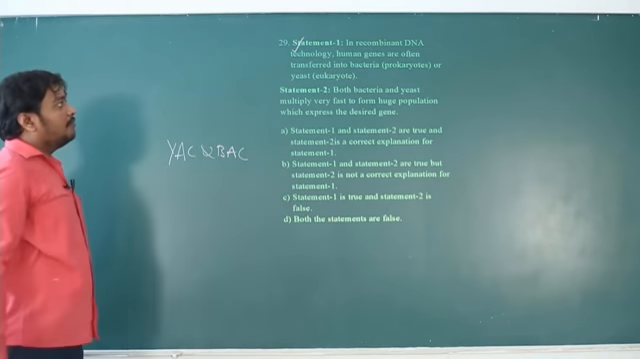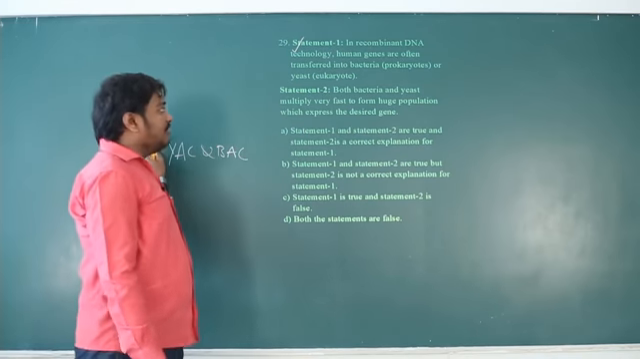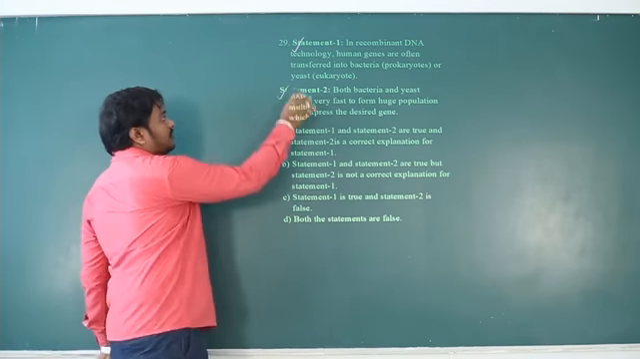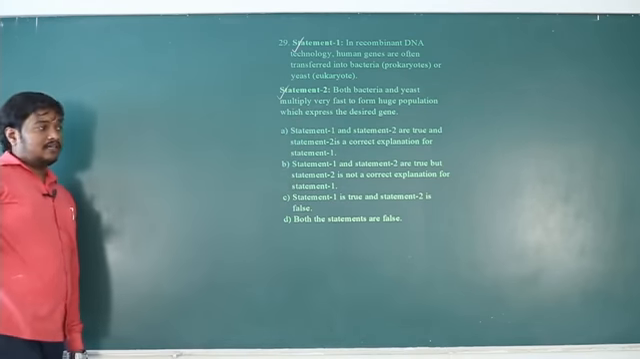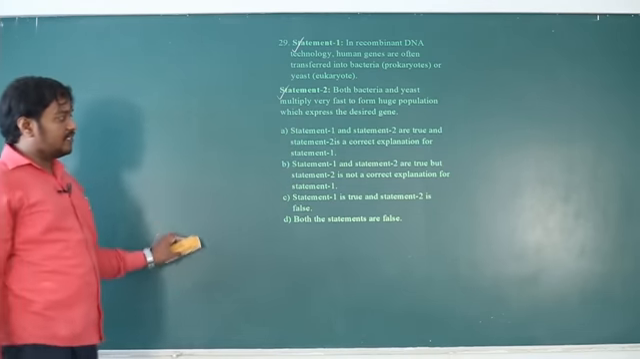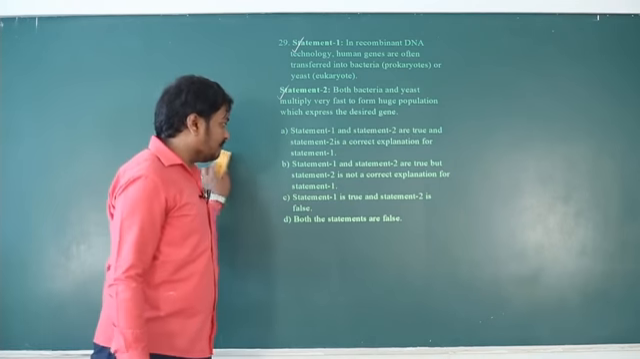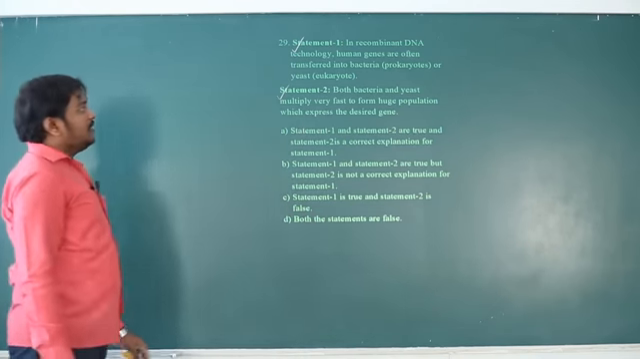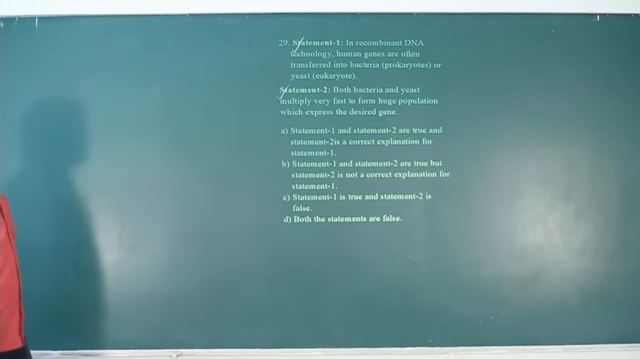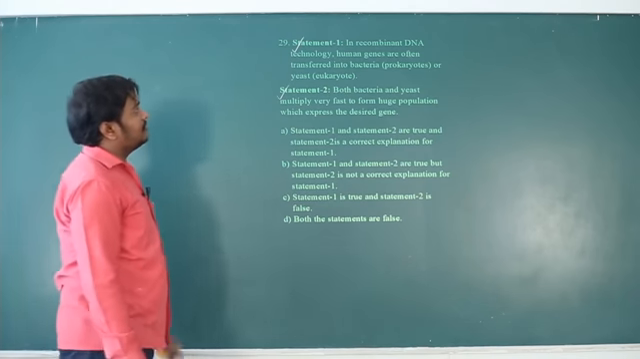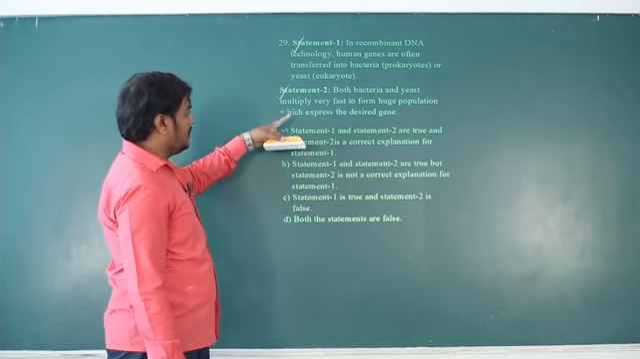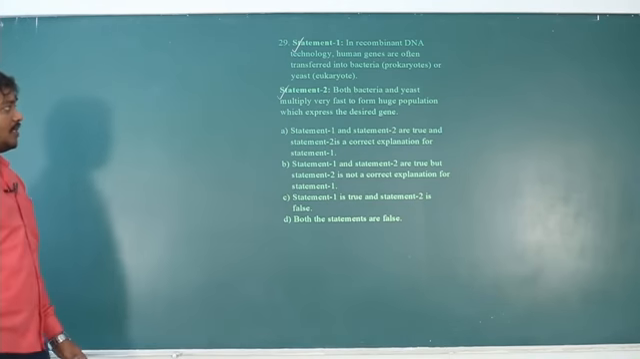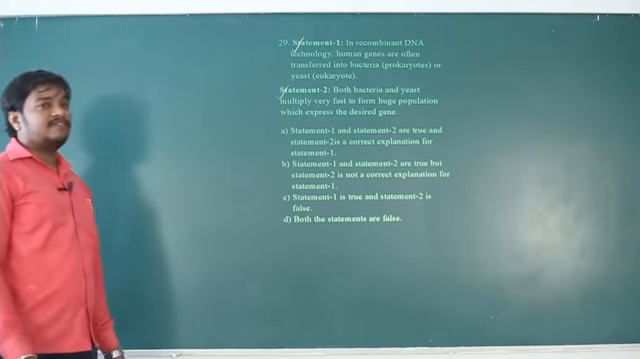Statement 2: both bacteria and yeast multiply very fast to form a huge population which expresses the desired gene. Of course, both have the ability to take up the foreign DNA introduced into them, and they multiply along with that foreign gene. So both the statements are right. Let's see the options: statements 1 and 2 are true, and statement 2 is the correct explanation for statement 1.